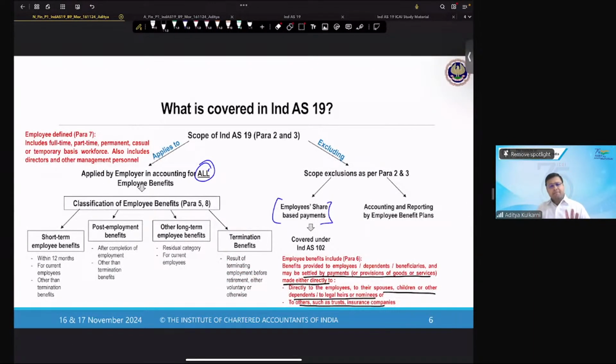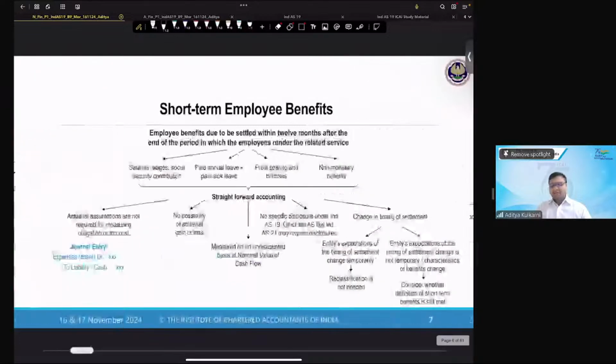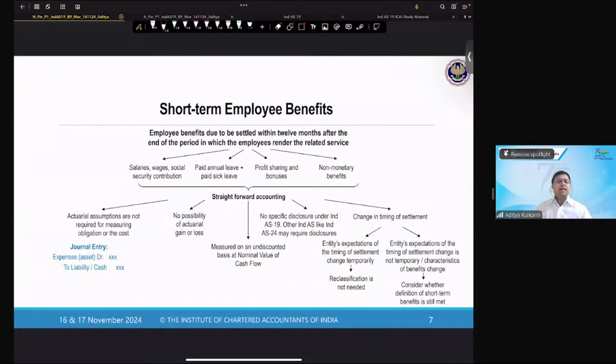Okay, simple hai. Short-term benefits are very simple. You will have only a small technicality when we do compensated absences and non-compensated absences. That's it. Otherwise, it's very simple. Now short-term benefits. These are benefits due to be settled within 12 months after the end of the period in which the employees render the related services. So today they have rendered the service. Within 12 months, payment is going to be made to them.